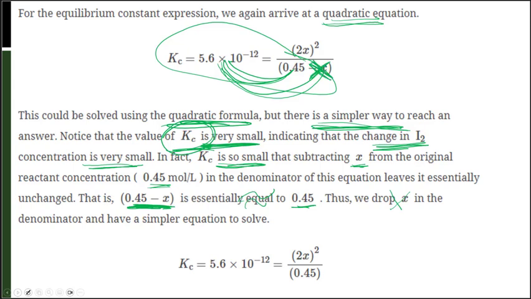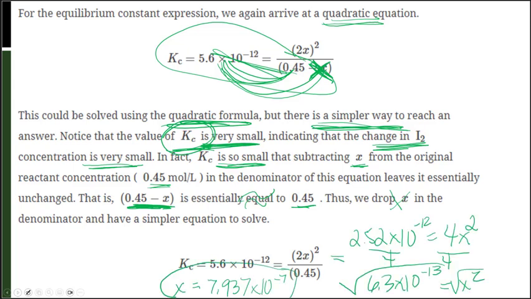If that x isn't there, then I can just multiply these two together and have an easier solution. Let's do it. When I cross multiplied, I did 0.45 times 5.6 times 10 to the negative 12, and I got 2.52 times 10 to the negative 12 equal to 2x squared, which is 4x squared. Dividing both sides by 4 gave me 6.3 times 10 to the negative 13 equal to x squared. Taking the square root of both sides, I got x equal to 7.937 times 10 to the negative 7th.